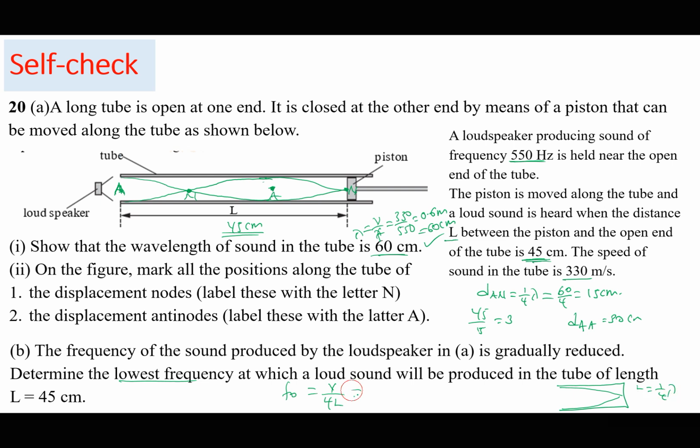So this will be equal to V, which is 330, divided by 4 times L, which is 0.45. So 330 divided by 4 times 0.45. So this is approximately 183 hertz. Yeah, this is two significant figures.